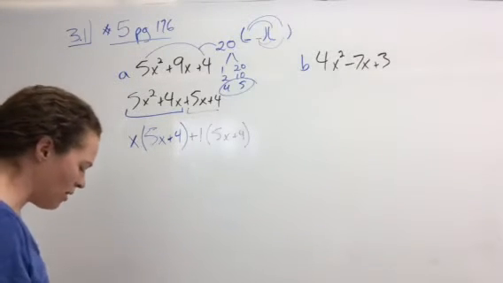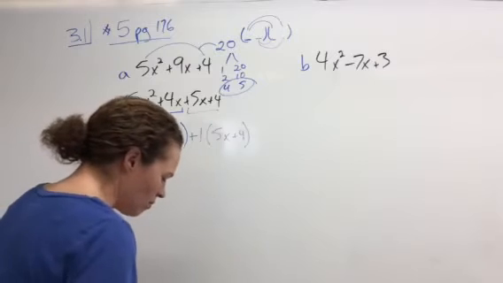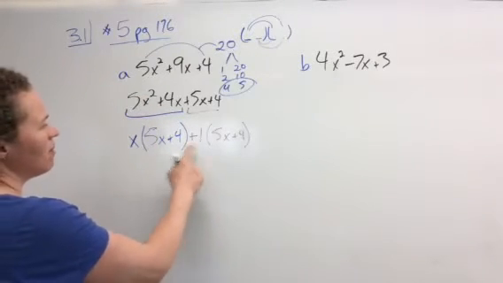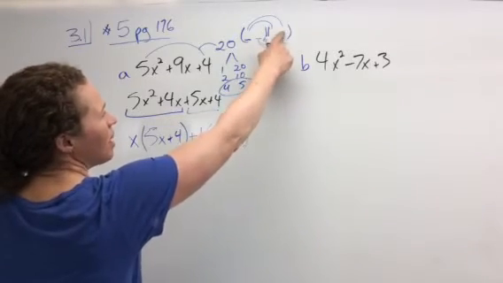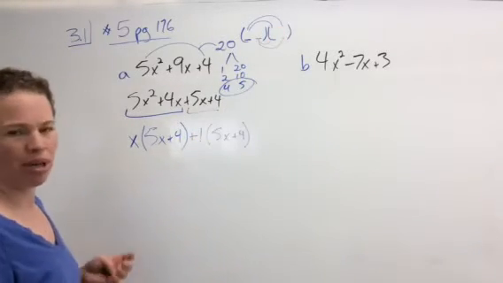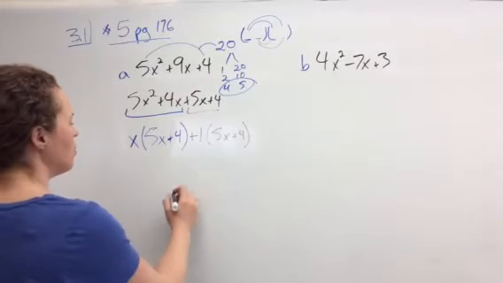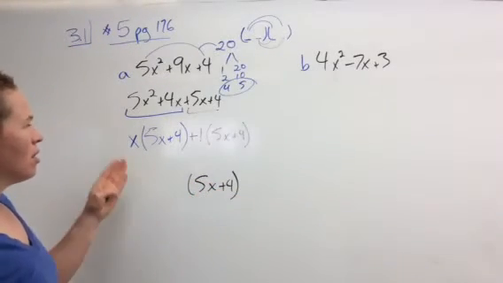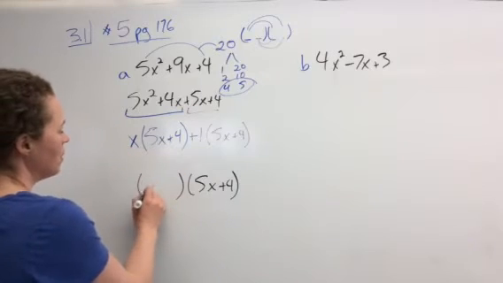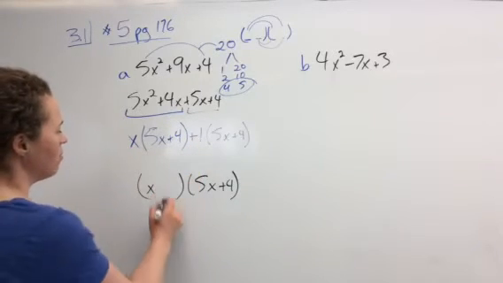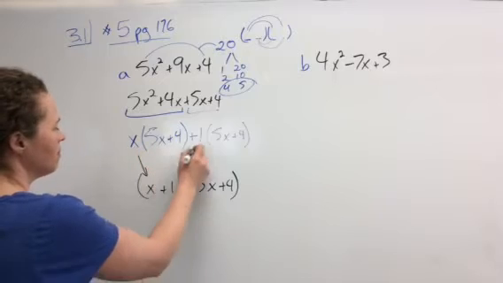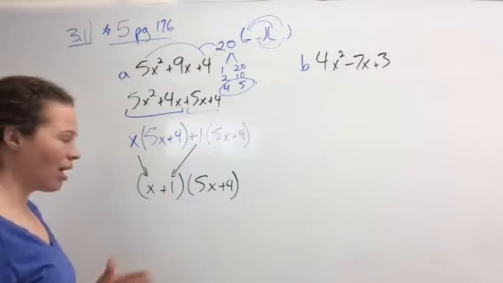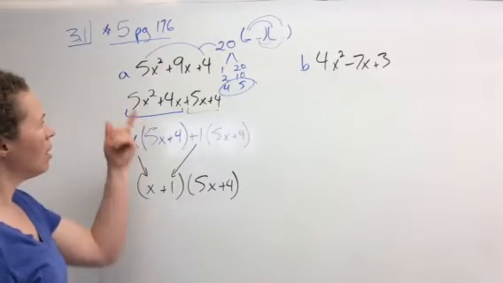And what I do for my final answer is I'm going to recognize that the 5x plus 4 is what was in this last set of brackets, because that's what I multiplied by to get it. So that's going to be one of my sets of brackets. And this term goes here, and this term goes here. And they make their own set of brackets. So now I have the factored form of that.